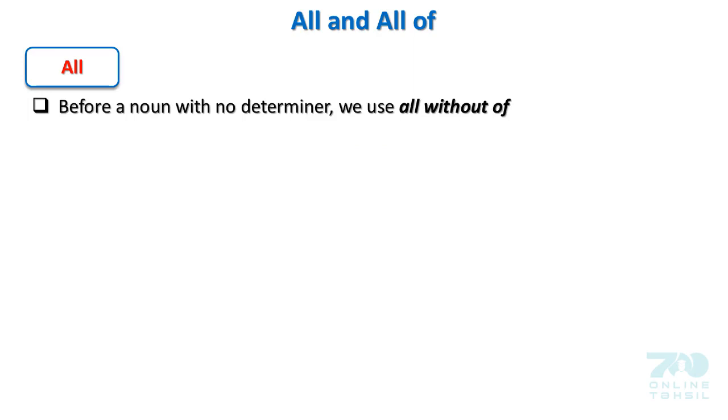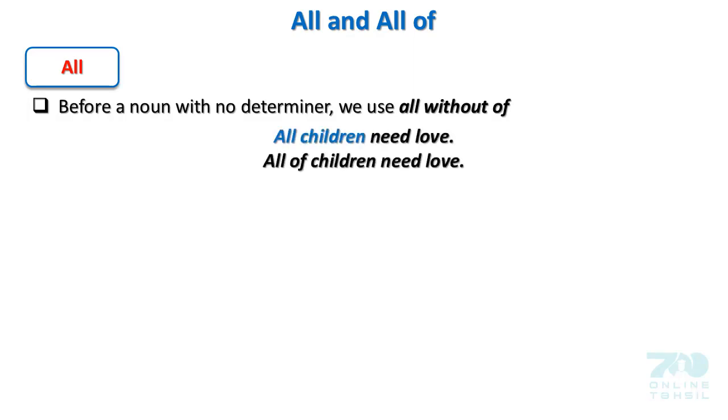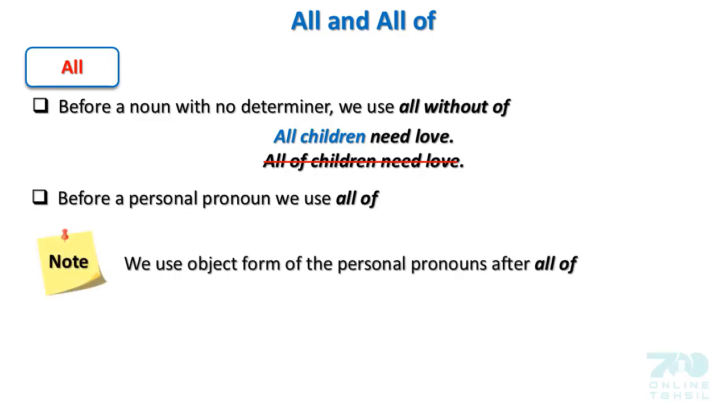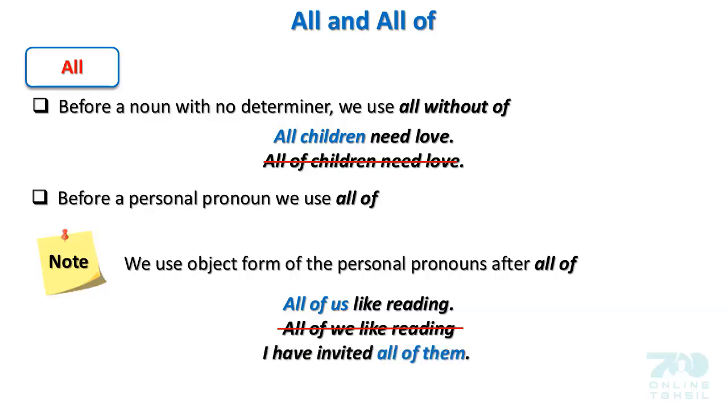Before a noun with no determiner, we use all without of. All children need love. Not "all of children need love". Before a personal pronoun, we use all of. Note that we use the object form of the personal pronouns after all of. All of us like reading. Not "all of we like reading". I have invited all of them. Not "I have invited all of they".